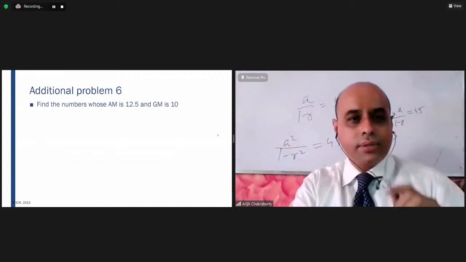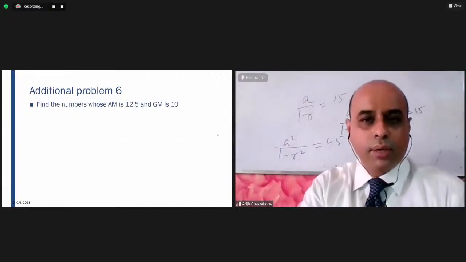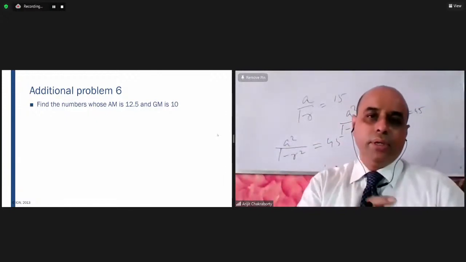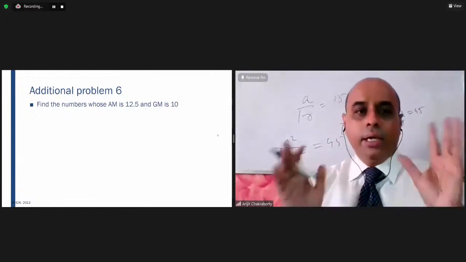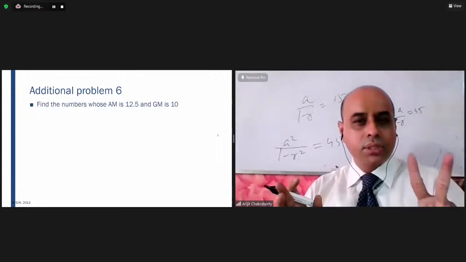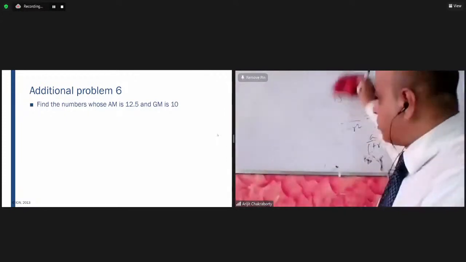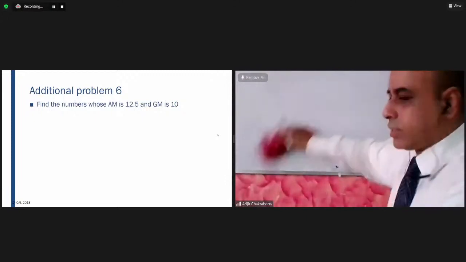Now let us take the sixth one. Find the numbers whose AM is 12.5 and GM is 10. So this is a combination of both arithmetic mean and geometric mean. Two numbers whose AM is 12.5 and GM is 10. So let us try and solve it, and then we will check it with the answers given.